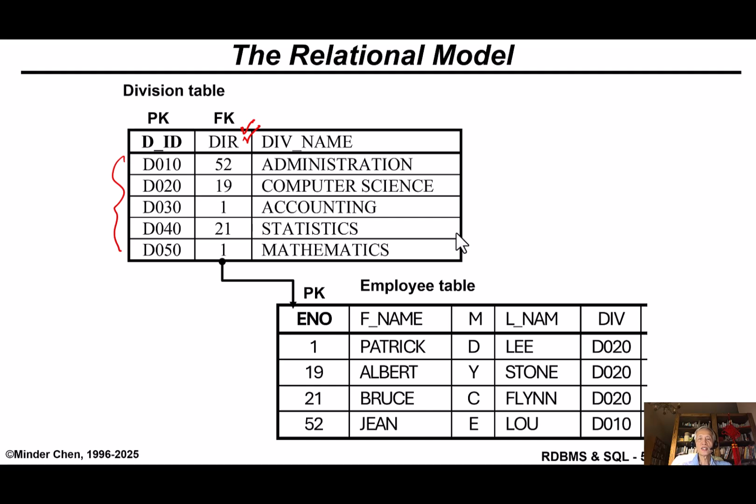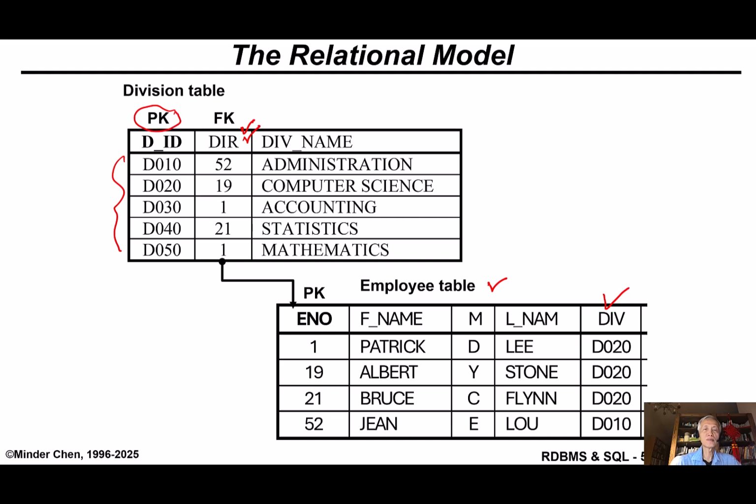We also have the employee table sitting here that has employee number or employee ID, first name, middle initial, last name, and the division they belong to. Okay, so here for each table we usually have something.